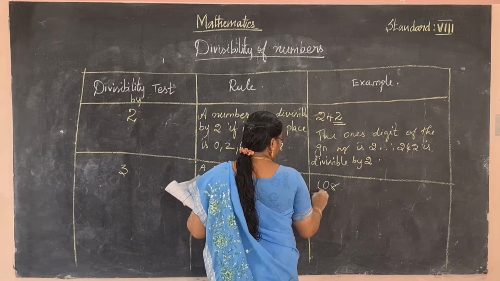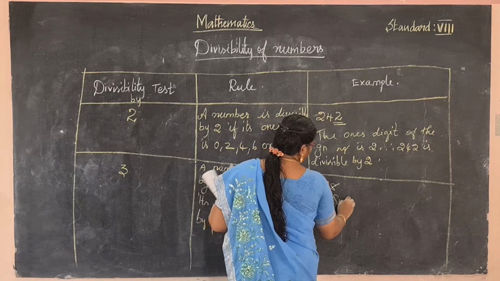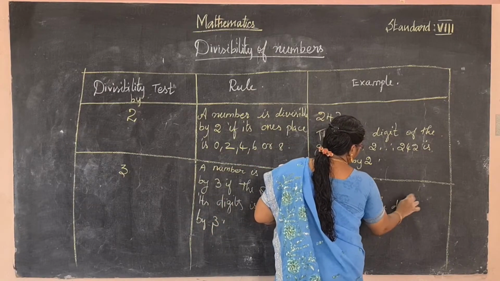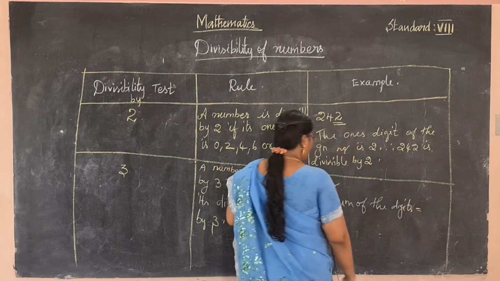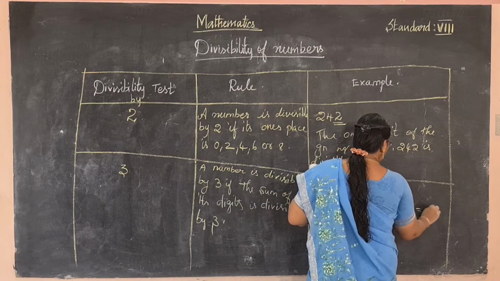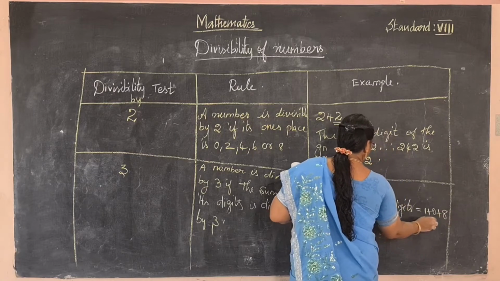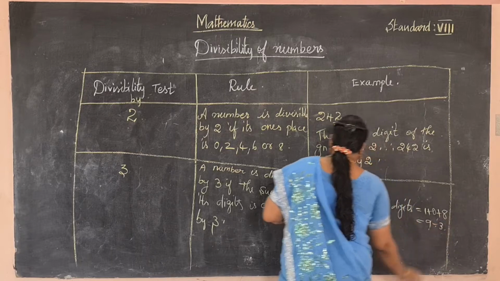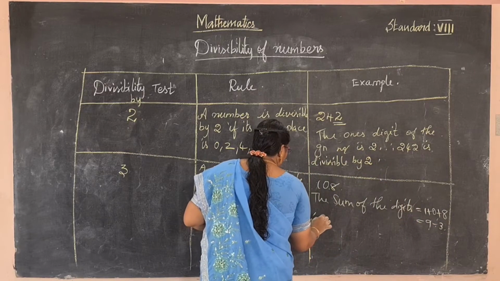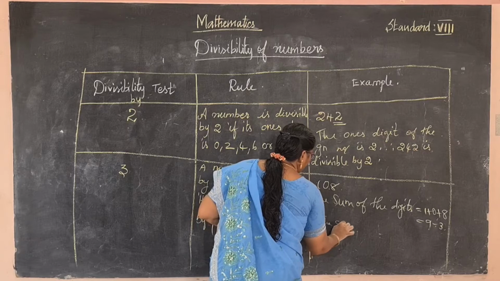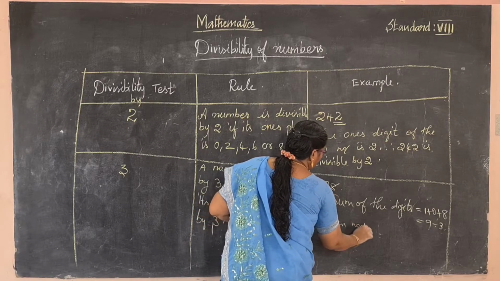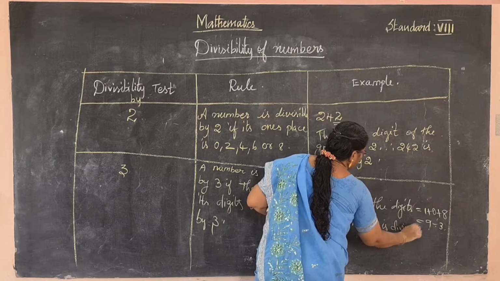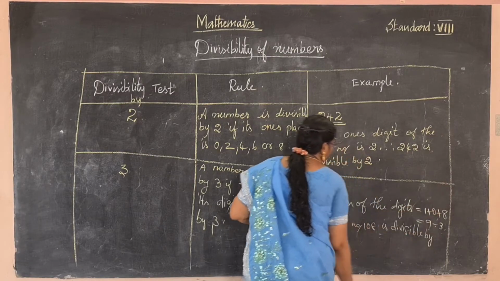Example: 108. The sum of the digits is 1 plus 0 plus 8. What do we get? 9. So 9 is divisible by 3. Therefore the given number 108 is divisible by 3.